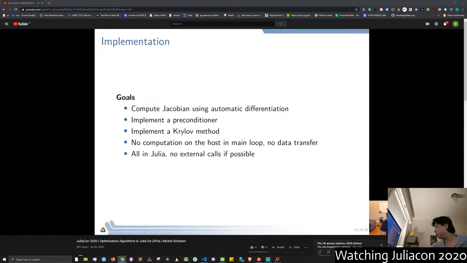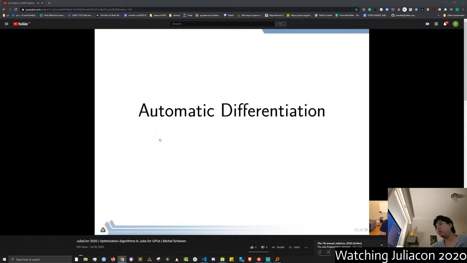So we probably want to go towards an iterative solver, since that is what you should use on the GPU. It scales better. So we implement the preconditioner and a Krylov method on the GPU. The main loop of the computation of the Newton iteration should all run on the GPU. No data transfer should take place from host to the device. All should be written in Julia, no external calls if possible. So let's go to automatic differentiation.